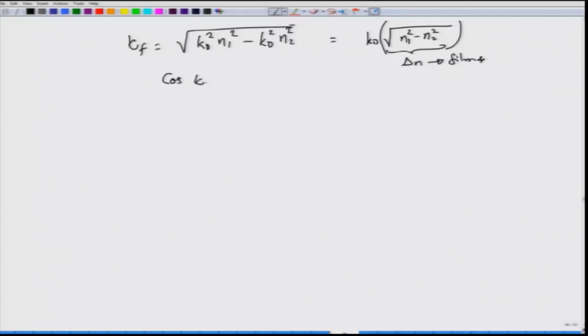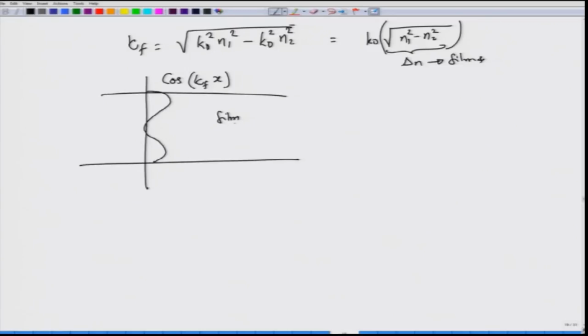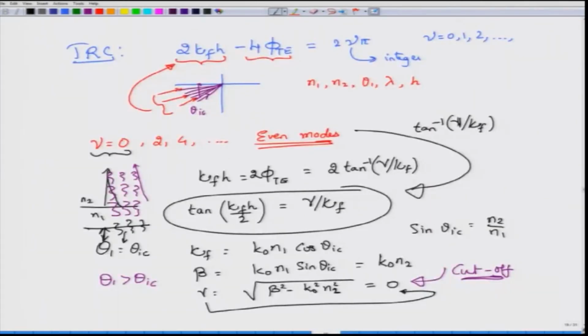And why is kappa f important? Because kappa f corresponds to the way in which the waves are standing inside the film. So, this is the film region, and this is the pattern that you would see transverse to the direction of propagation, and it is this pattern which would propagate along the z direction. That is why kappa f is important. A real value of kappa f means that this pattern is also real, and it is this pattern which would propagate further. So, what we have just shown is that the condition for cutoff for any particular mode is that gamma must be equal to 0.